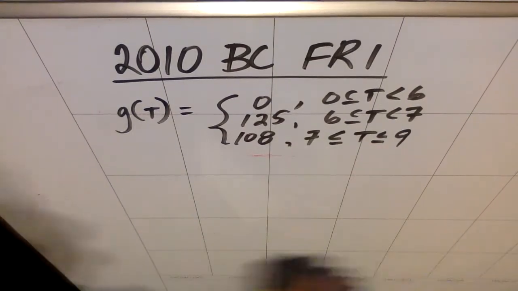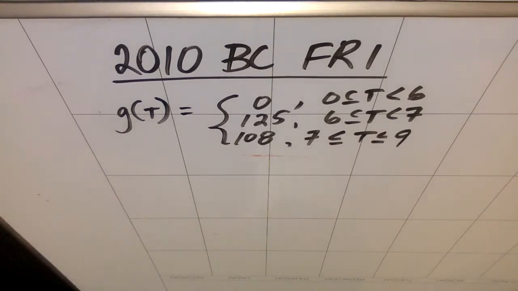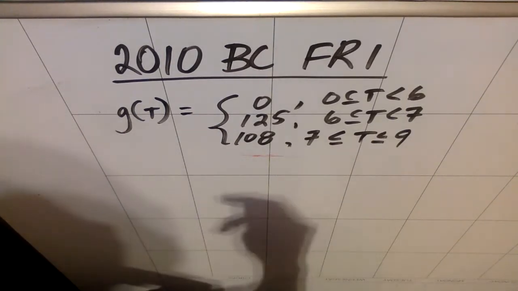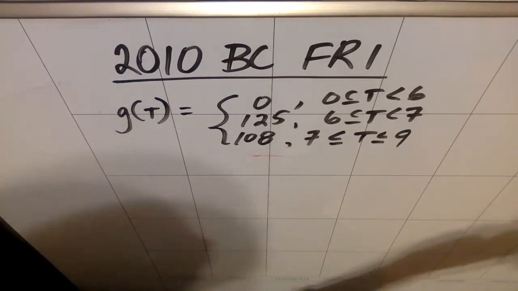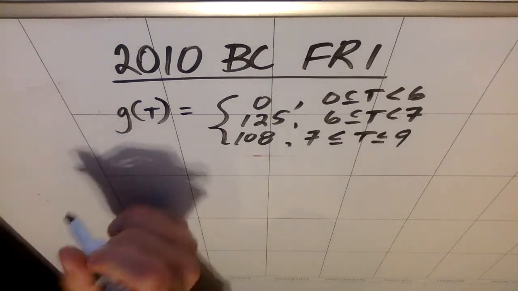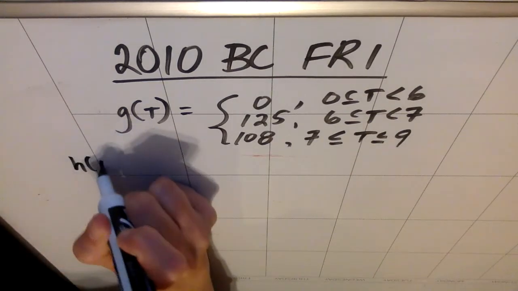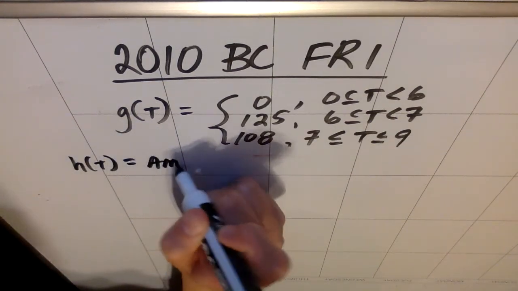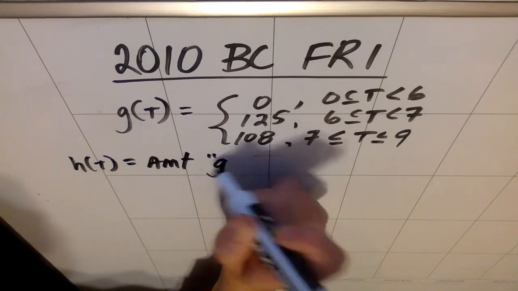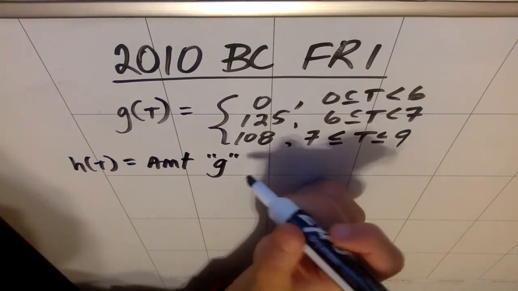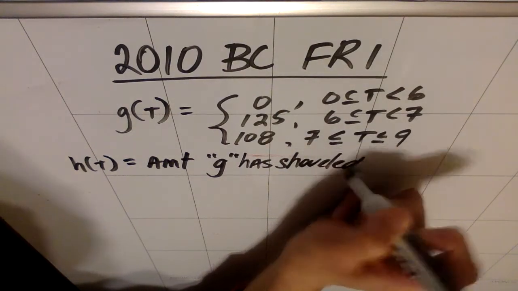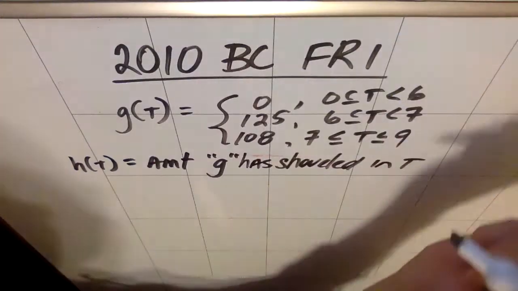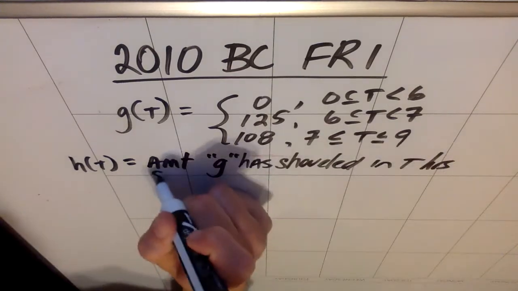So in part C, what they want us to do, we know that the amount of snow would be the integral of the rate of change of the snow, so the amount that she has shoveled. So what they want in C is they want us to find h of t, which is the amount that, I'm just going to call her G because I don't know her name, I think it was Gina, has shoveled in t hours since midnight.